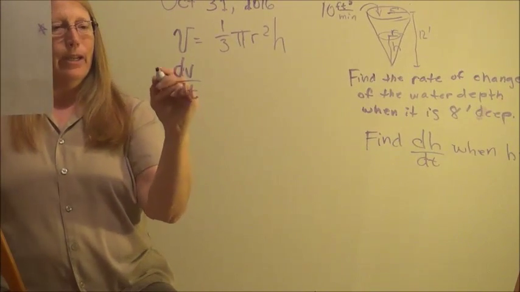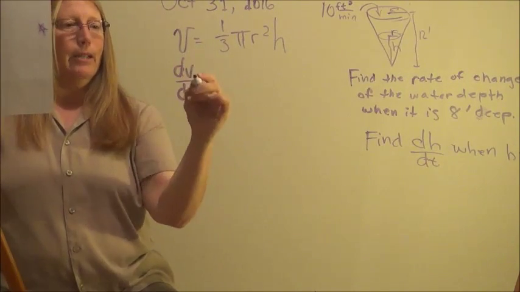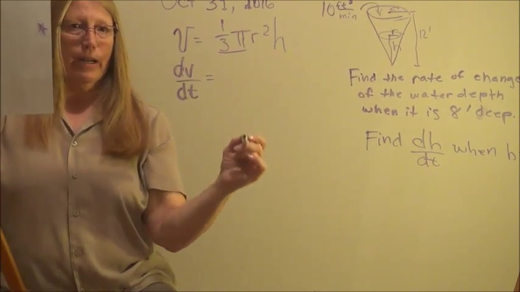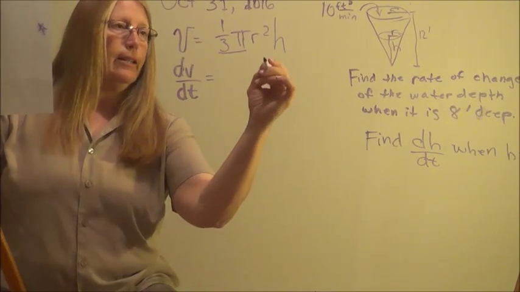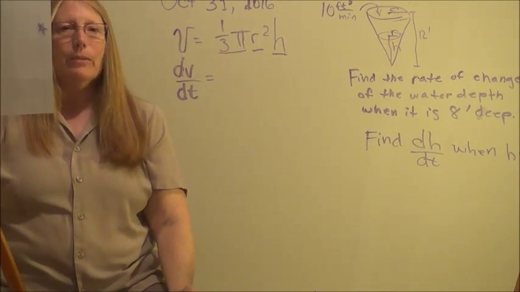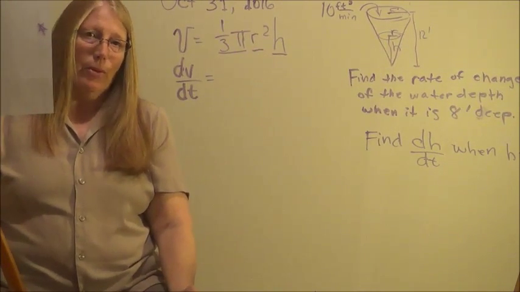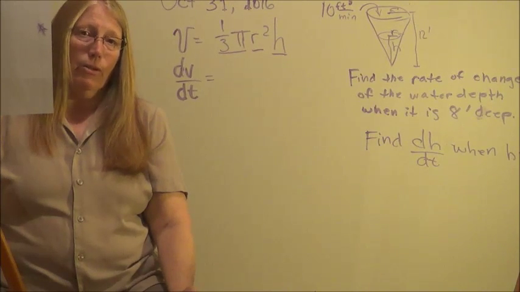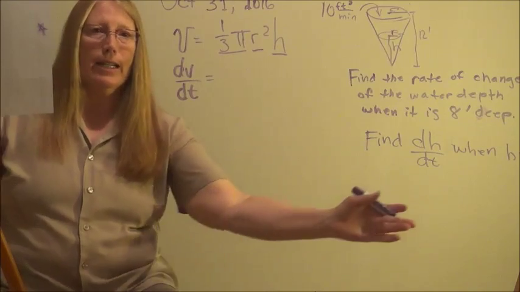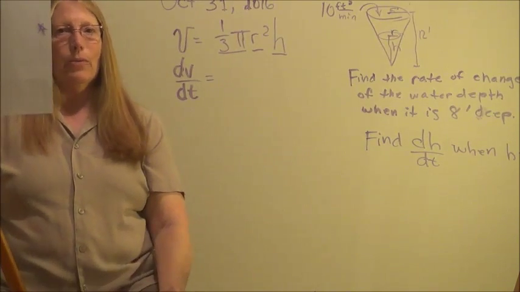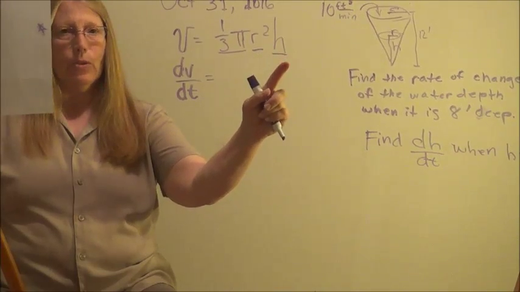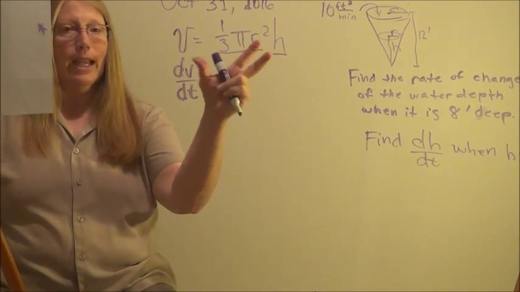So the unwritten 1 is there: 1 dV/dt equals, now the 1/3 and the pi are constants, and then we hit a product. I really don't want to do the product rule, and I have a way to not use it. So I'm going to come over here and figure out a way that I can express r in terms of h or h in terms of r so that I only have 2 variables.